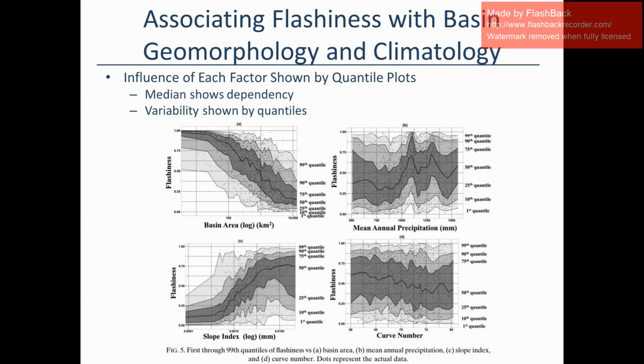Median shows the dependency, and the variability is shown by the quantiles. The study found that flashiness decreases as basin area increases. The quantiles show that there's still some variability. In the median, you can see that flashiness generally increases as mean precipitation increases, but there's still quite a bit of variability. From this plot, you can see flashiness definitely has an increasing trend. The slope index increases. From the median, you can see flashiness has a slight decreasing trend as the curve number increases.